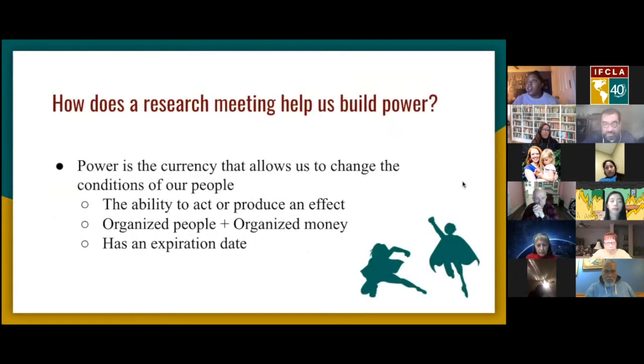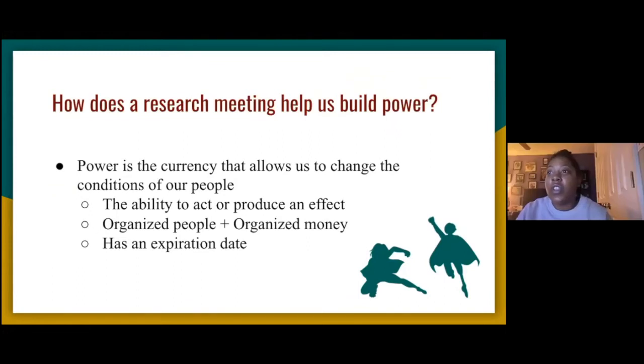So like I said earlier, research meetings help us build power, right? And I think that we need a shared definition around power as we go into our night. If you have been in organizing spaces for a long time, you've probably heard that power is organized people plus organized money. If you are a dictionary nerd like me, you might know power is the ability to act or produce an effect.